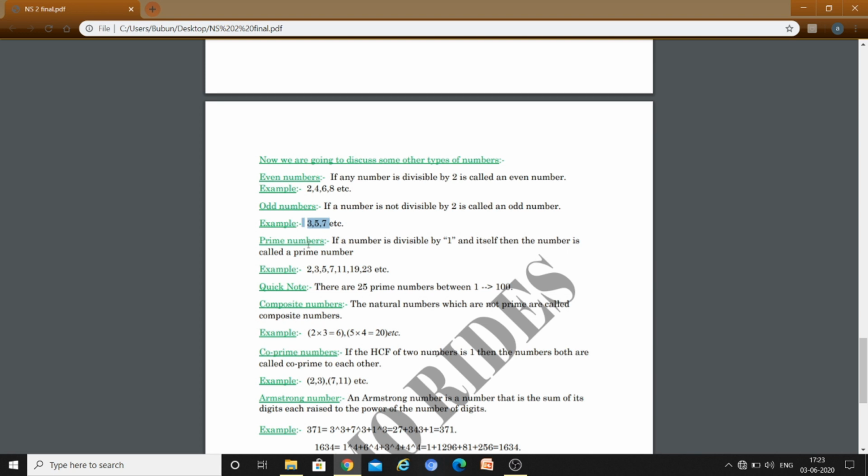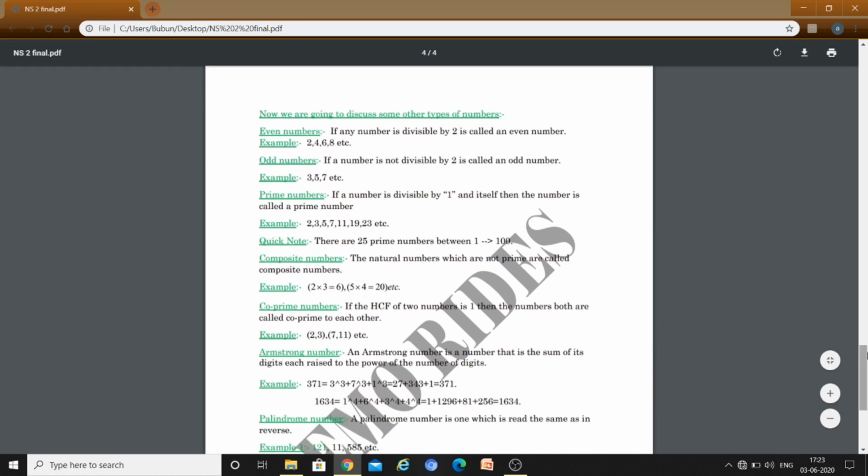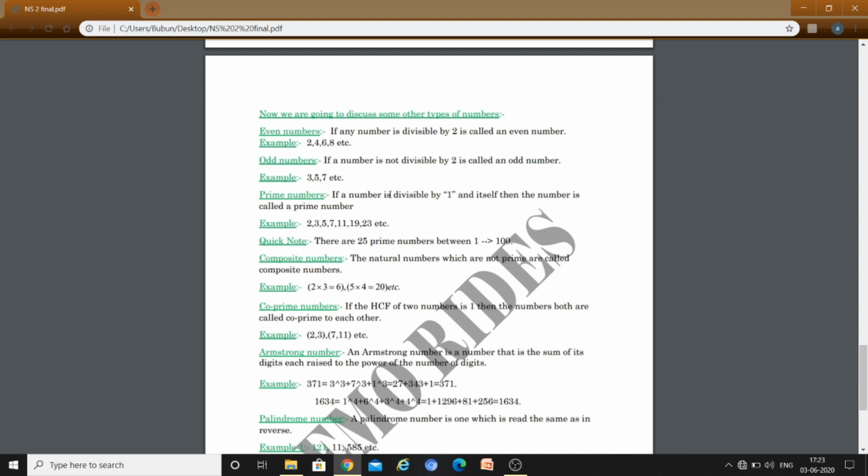What are the prime numbers? If a number is divisible by 1 and itself only, then the number is called a prime number.